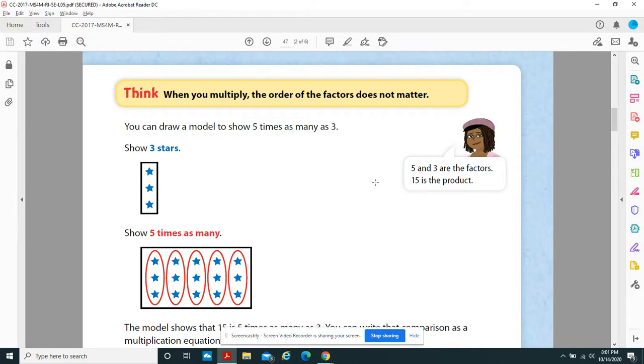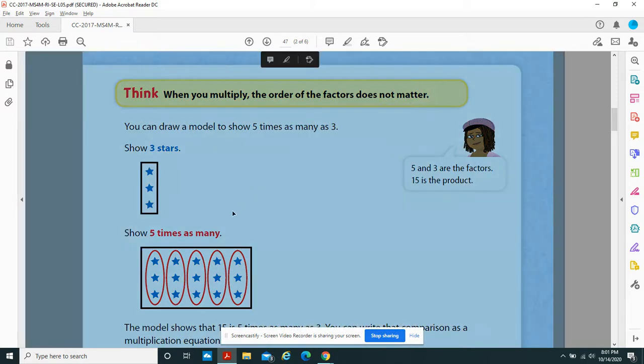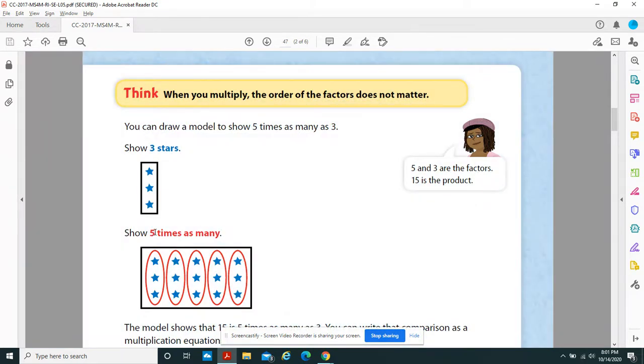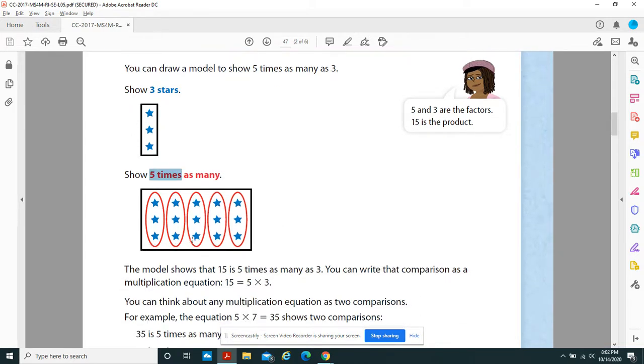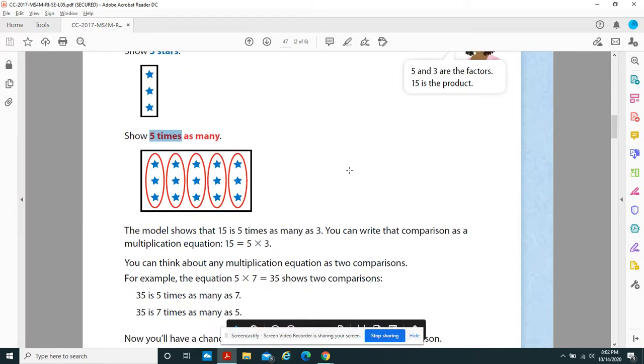We can also draw a model that shows 5 times as many as 3. So the model will have 3 stars, 1, 2, 3. We're going to show 5 times as many, so we're going to draw that model 5 times. 1, 2, 3, 4, 5. So 5 times as many as 3 is also 15.